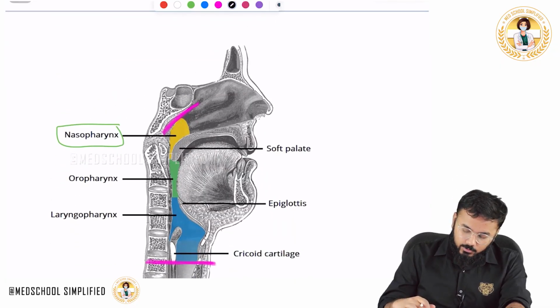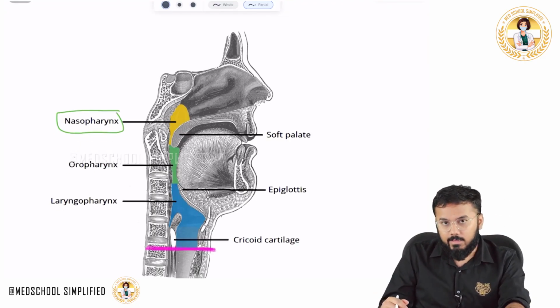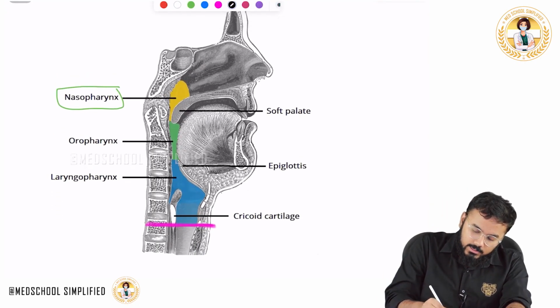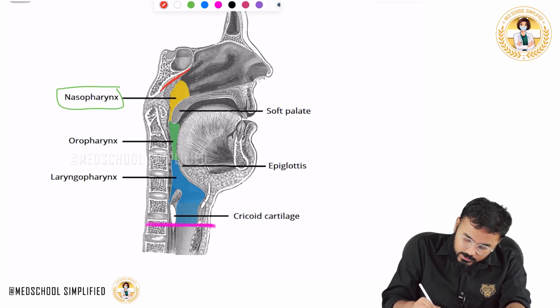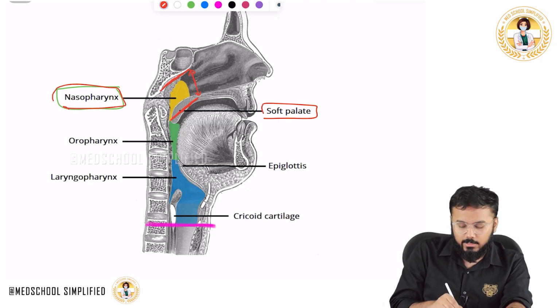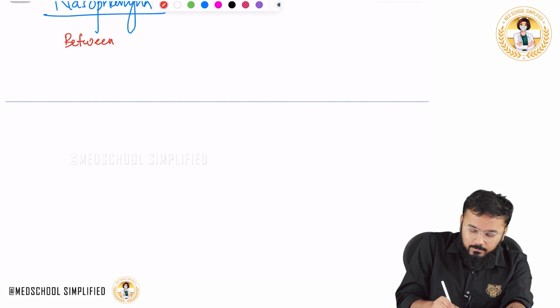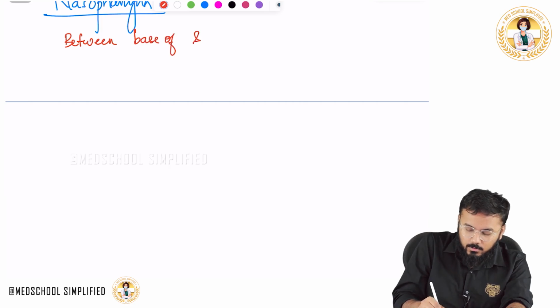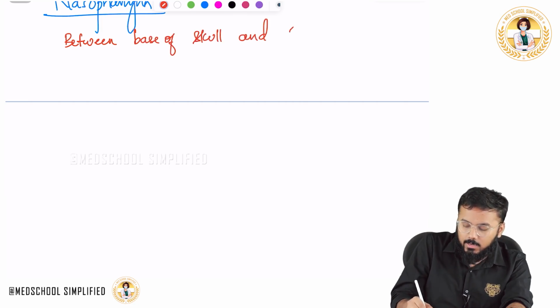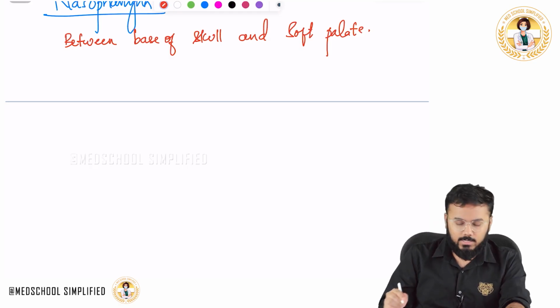Okay, so where is the base of the skull? See, again I am drawing it, just look at this picture. Where is the base of the skull and where is the soft palate, you have to see. See, this is the base of the skull, and what is this? You see the soft palate over here. So between the base of the skull and soft palate, whatever pharynx you have got, that is called a nasopharynx.